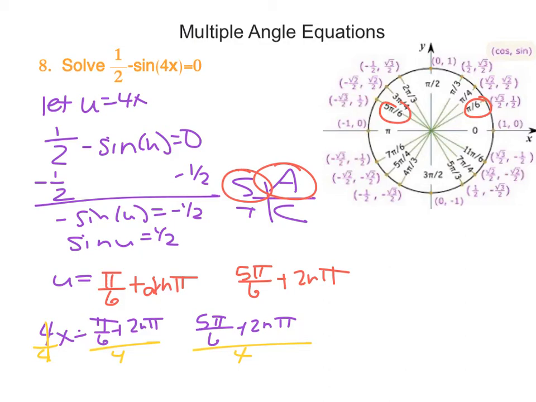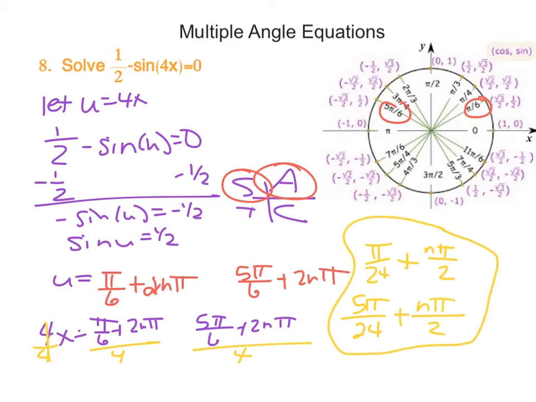So that's going to give me pi over 6 divided by 4, 2n pi divided by 4. Pi over 6, 5 pi over 6 divided by 4, 2n pi over 4. So pi over 6 divided by 4 is going to give me pi over 24 plus 2n pi divided by 4. 2 divided by 4 reduces to a half. So it'll be plus n pi over 2, or pi over 2 n, whichever way you want to write it. 5 pi over 6 divided by 4, if you copy dot flip it, is 5 pi over 24, also plus n pi over 2. So you do it just like everything else.